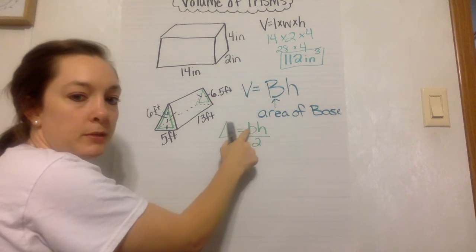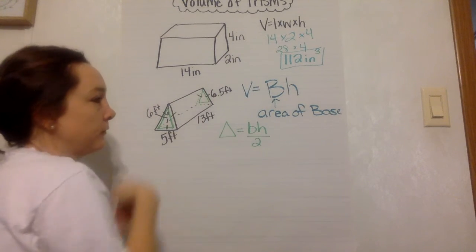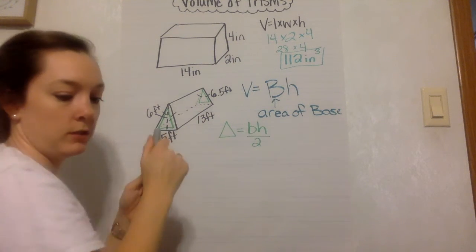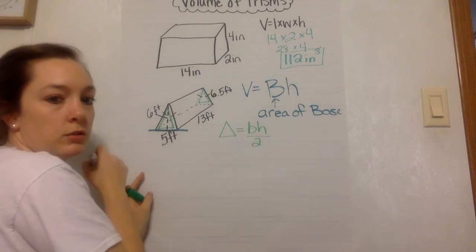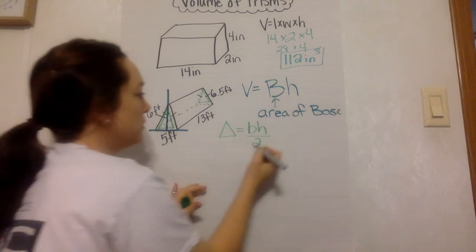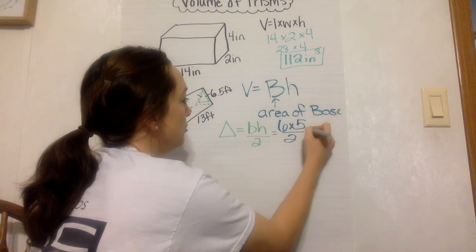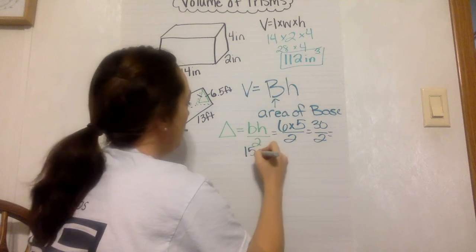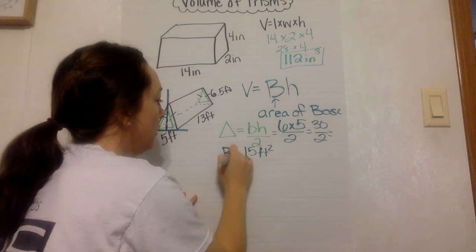And remember, these are perpendicular things. So I'm not going to use this diagonal on this triangle. I'm going to use this base and this height because they are perpendicular. So I'm going to do 6 times 5, divided by 2. That's 30 divided by 2. So it's 15 feet squared, right? That's the area of the base.